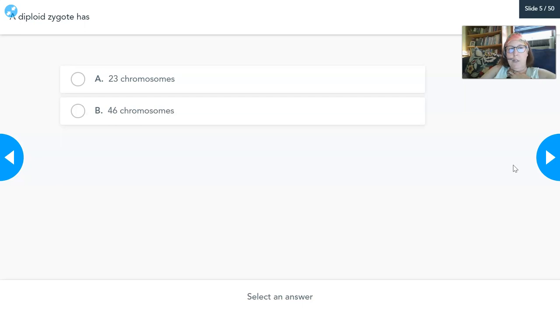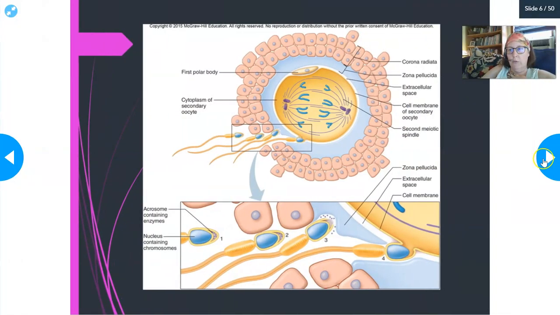Okay, so a diploid zygote would have how many chromosomes? Total, not pairs, total. Here's a representation of the secondary oocyte completing meiosis, and the one sperm cell that got in is going to contribute its genetic material, and everything else is going to get locked out.